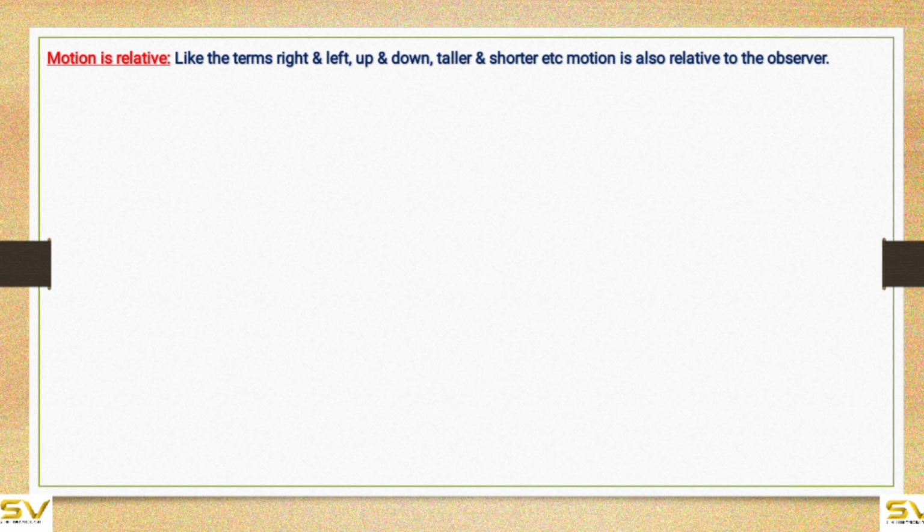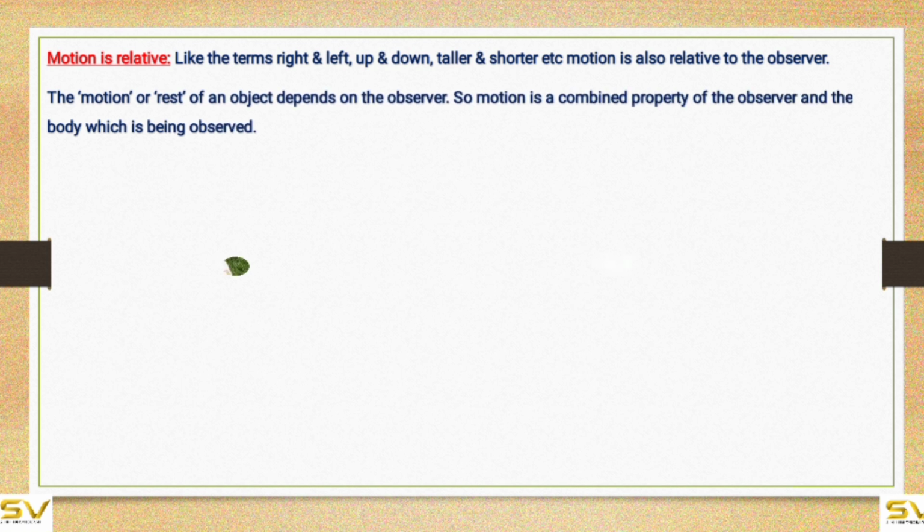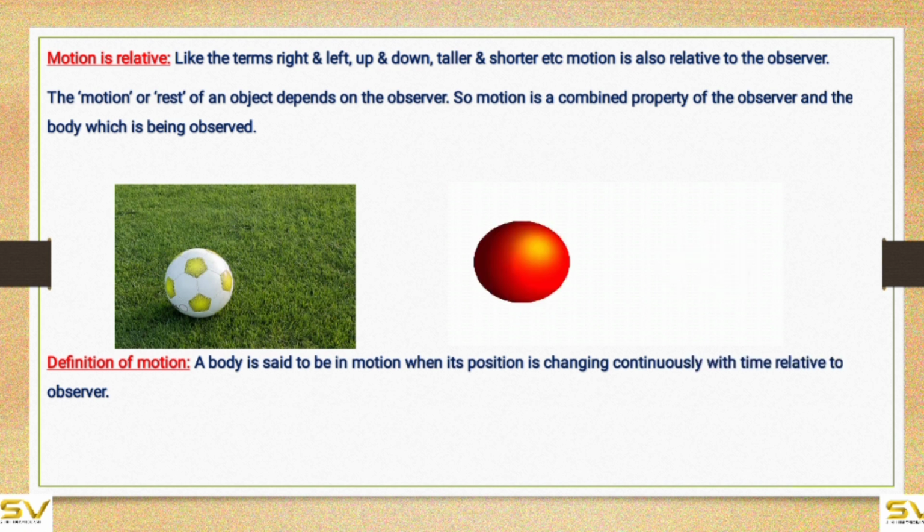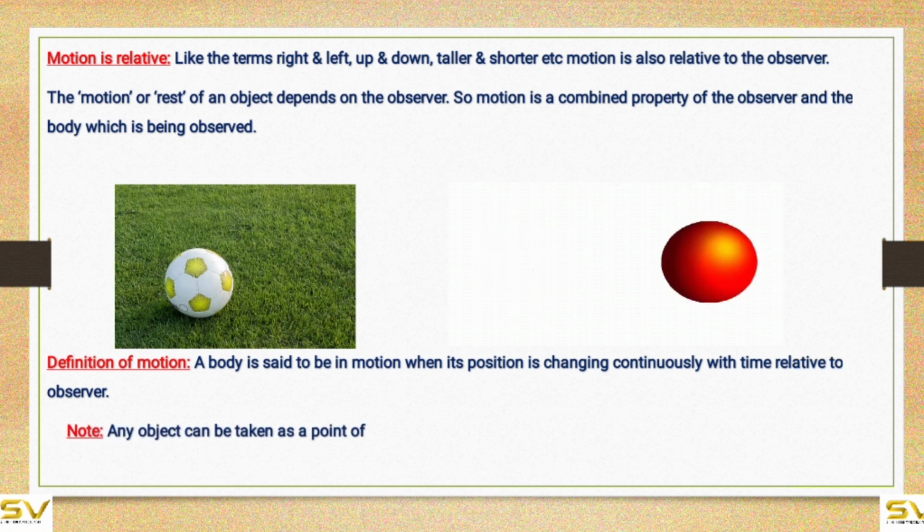Like the terms right and left, up and down, taller and shorter, etc., motion is also relative to the observer. The motion or rest of an object depends on the observer. So, motion is a combined property of the observer and the body which is being observed. Definition of motion: a body is said to be in motion when its position is changing continuously with time relative to observer. Note, any object can be taken as a point of observation.